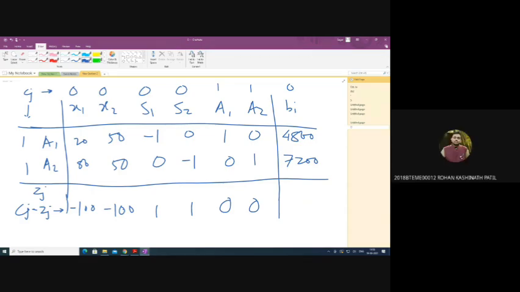Choose anyone, arbitrarily anyone. If there is a tie between two slack or surplus variables, choose anyone, arbitrarily. If there is a tie between a decision variable and a slack or surplus variable, choose the decision variable. Why? Because we want to take the decision variable into the base.